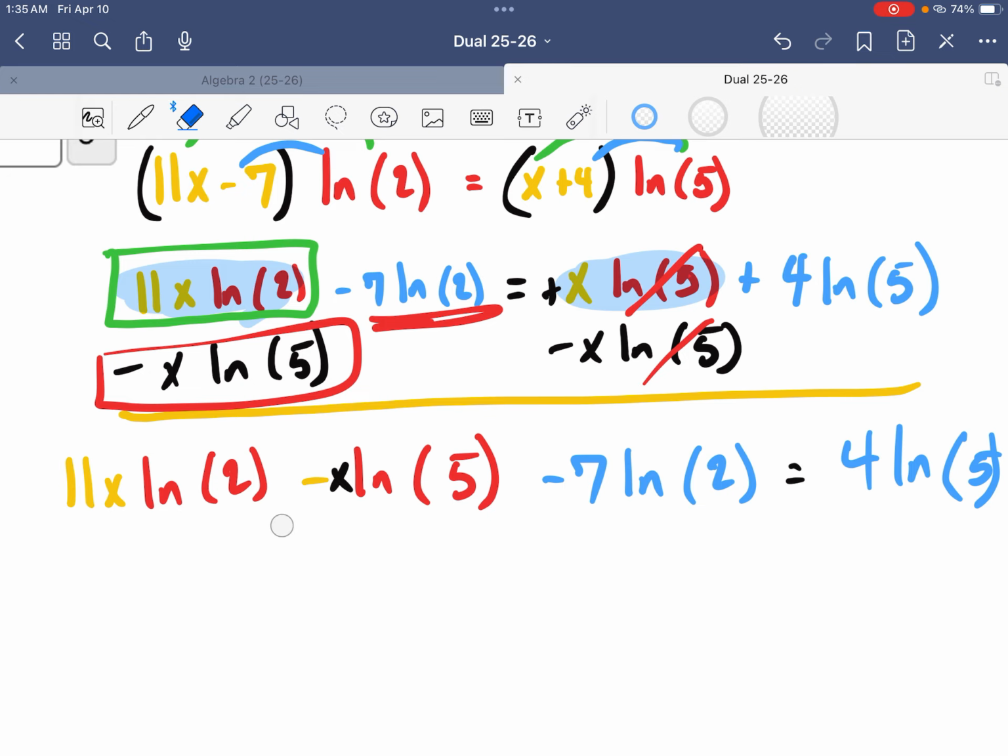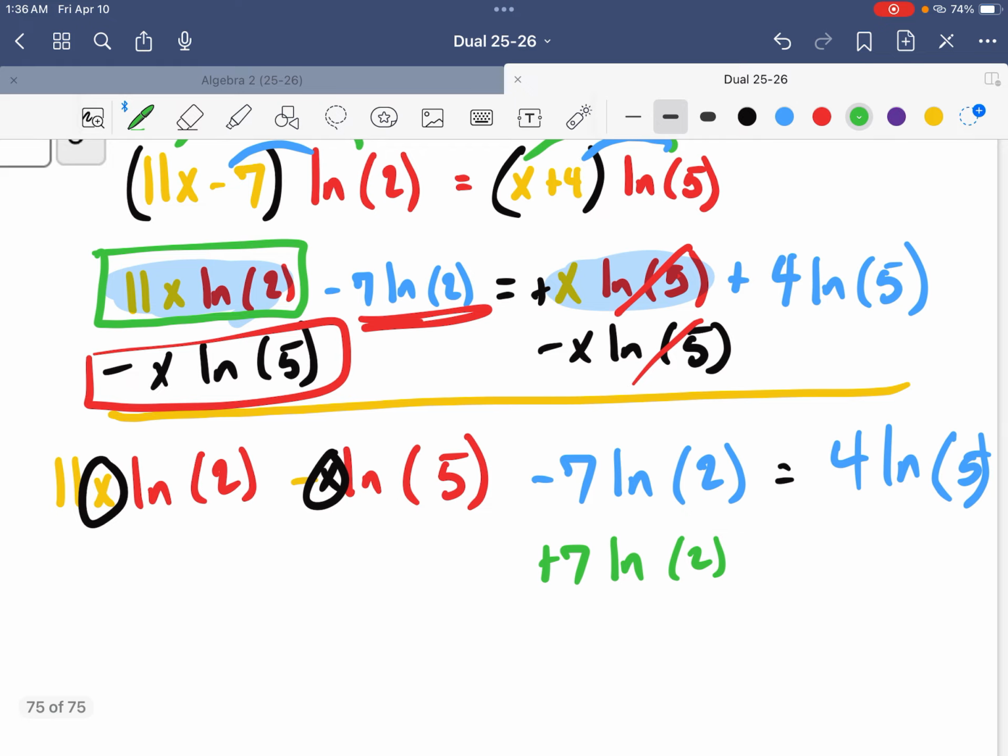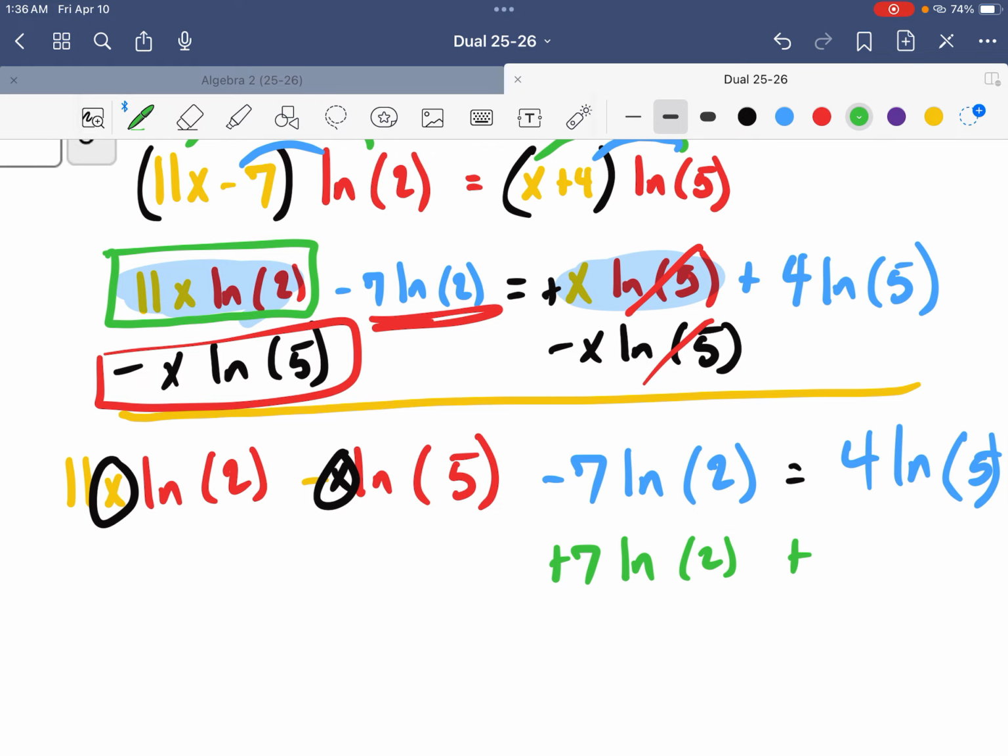Okay. Now, since I have an x right here and an x right here, I want nothing else in the way. In other words, this right here doesn't even have an x. So I want to move it. How do you move a negative 7? By adding it, right? So plus 7 ln2, plus 7 ln2. Okay, so this is now canceled right here.